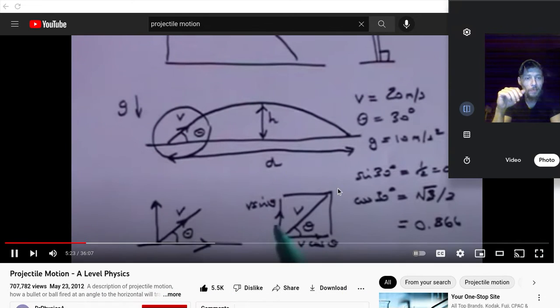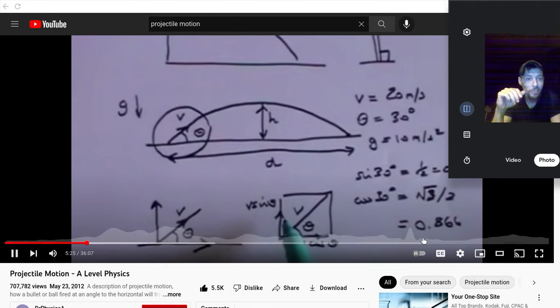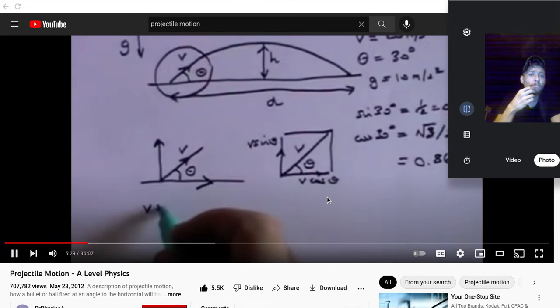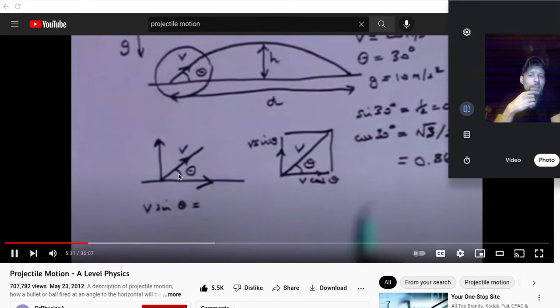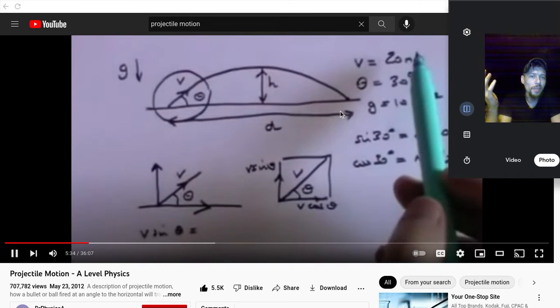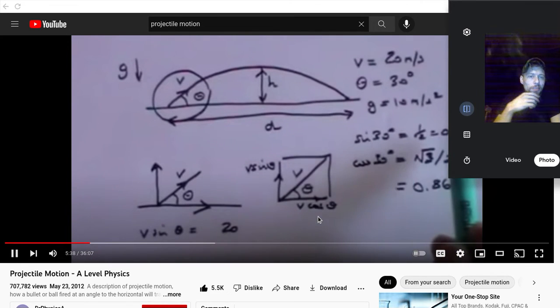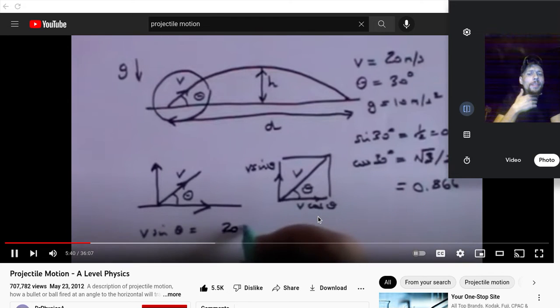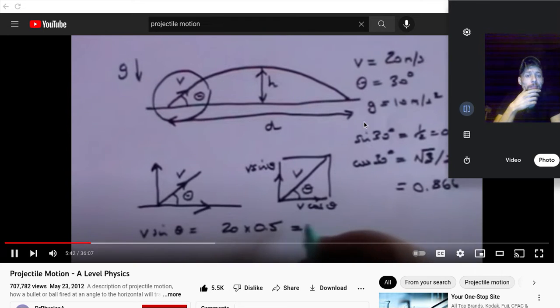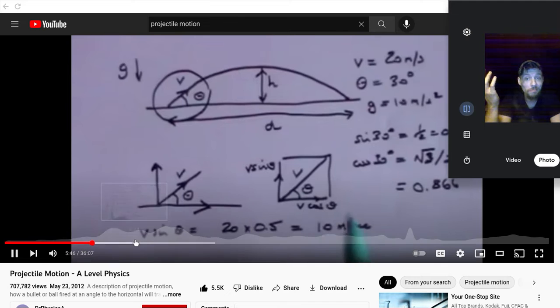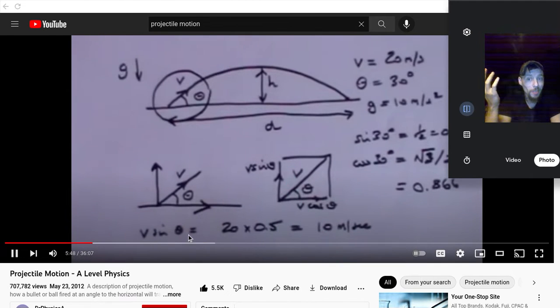So what do we know? The vertical component of the velocity is V sine theta. V sine theta is 20 meters per second, times the sine of theta, which is sine of 30, which is 0.5. We know the assumption was 20 meters per second, times 0.5, and that's the vertical velocity. That's what the V sine is.